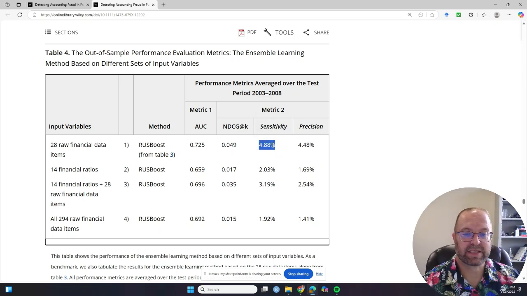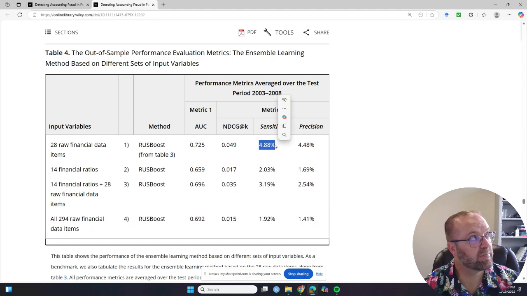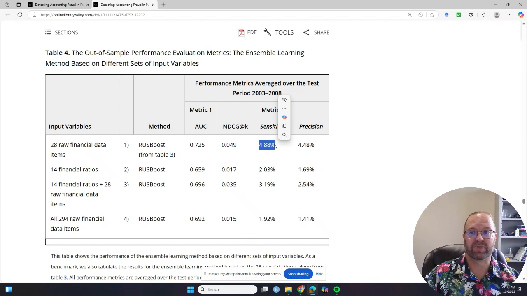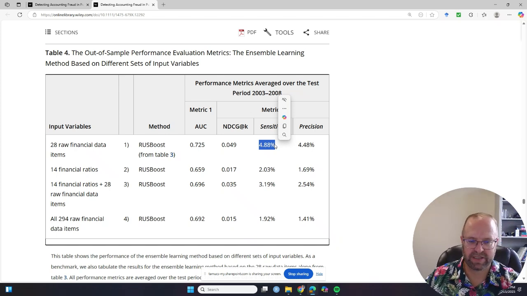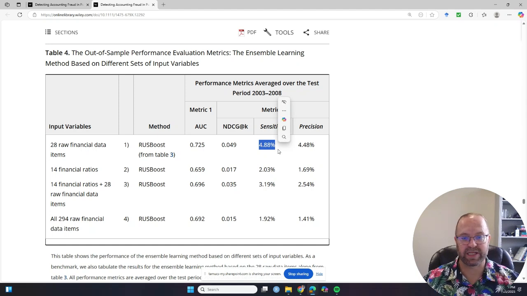So it isn't exactly precise in terms of there is a fraud and we predicted there's a fraud. It is a measure of the ones that we think are most likely to commit fraud, the highest predictions, being the ones that are capturing it. Okay, so here they find that 5% of the fraud instances are in that top 1% that they predict.